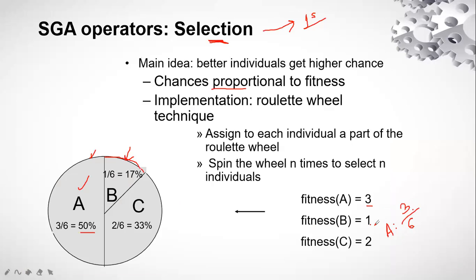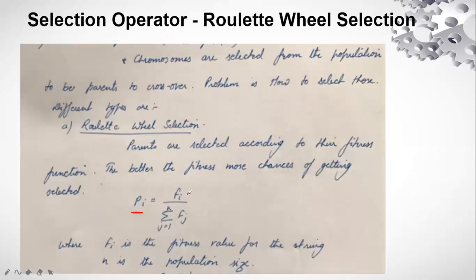So PA is what? PA will be Fi, this is Fa, that is, fitness function of A is equal to 3. So 3 by 6. This is how we are going to calculate. So this is the basic formula behind this, that we have given you the idea how the probability is going to be covered. So here Fi is what? Fi is the fitness value for the string, n is the population size, right?